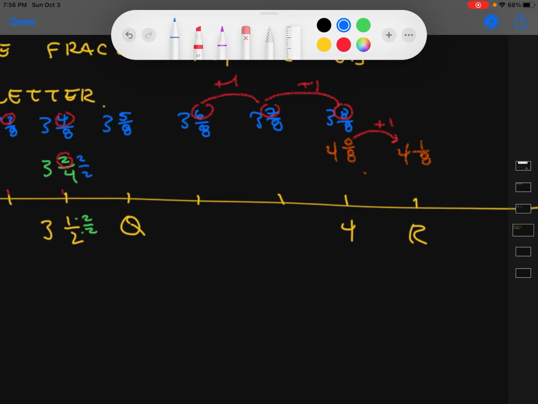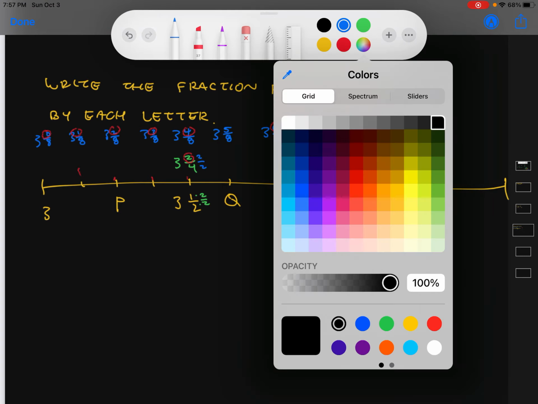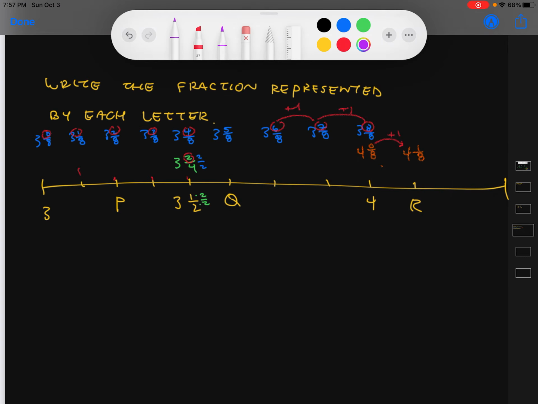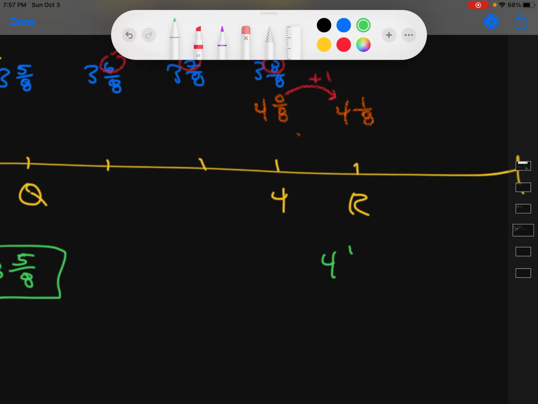My answer is going to be, I said purple, huh? P is going to be 3 and 2/8, which is really divided by 2, you get 3 and 1/4. I guess you can put that in the green. Do you see my same color all the way down? So P is 3 and 1/4 is my final answer. Q is going to be 3 and 5/8. And the letter R is going to be 4 and 1/8.